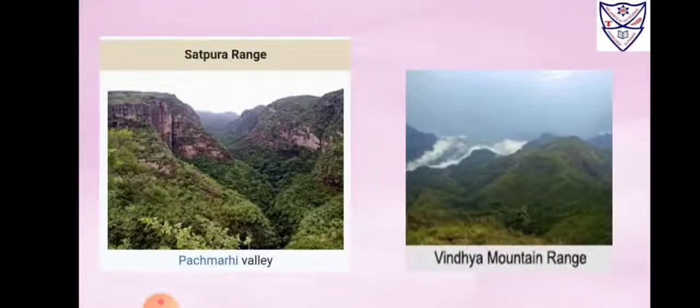The Southern Plateau is bordered on the east by a hill range called the Eastern Ghats and on the west by another range called the Western Ghats. In the north, the hills of Satpura and the Vindhya ranges separate the plateau from the northern plains.